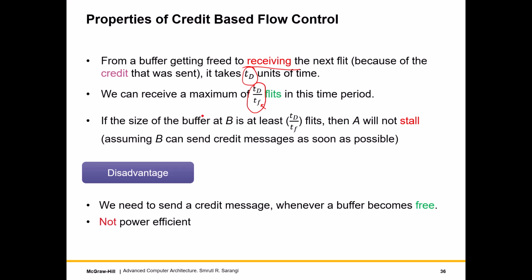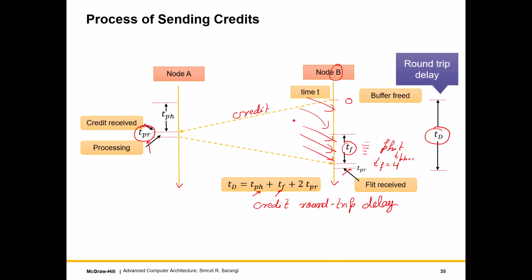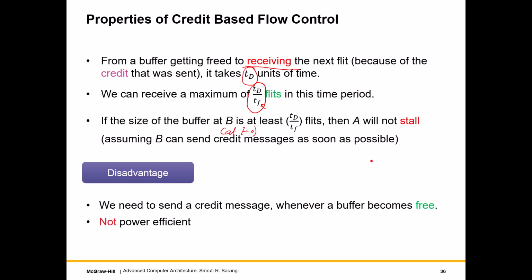This means that if the size of the buffer at B, basically at t equal to 0, is at least TD by TF flits, and this is assuming that B is not freeing any more buffers in the TD time frame, then it is clear that A is not going to stall, because A can just keep on sending all the flits within this time period. Everything that we are discussing is only within this time period of TD, right? It's not beyond it.